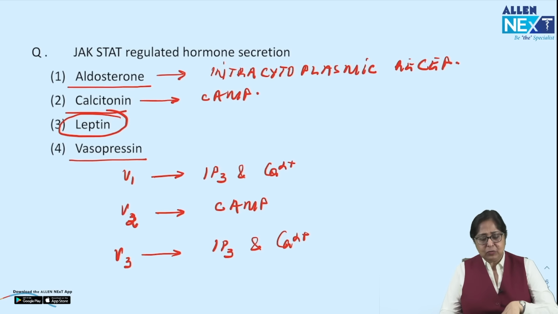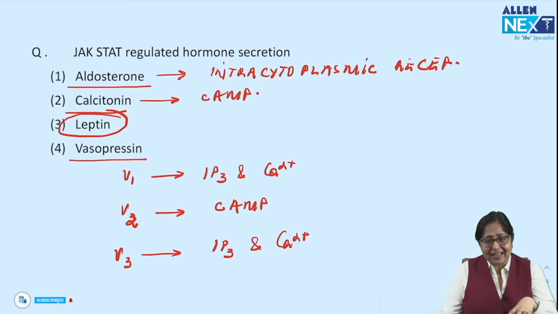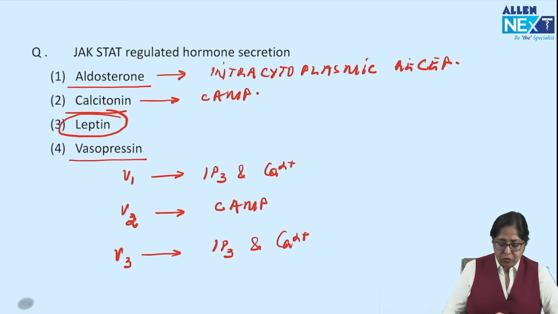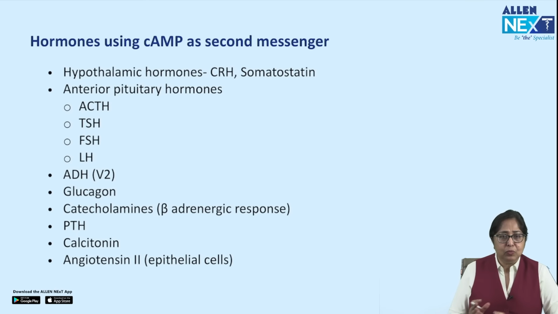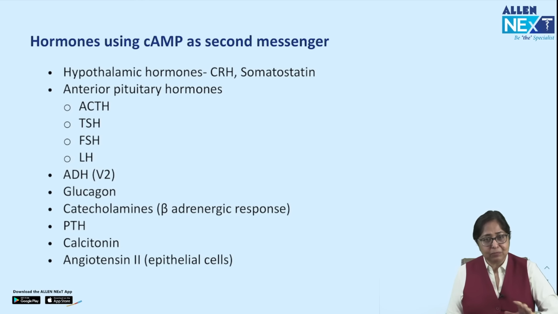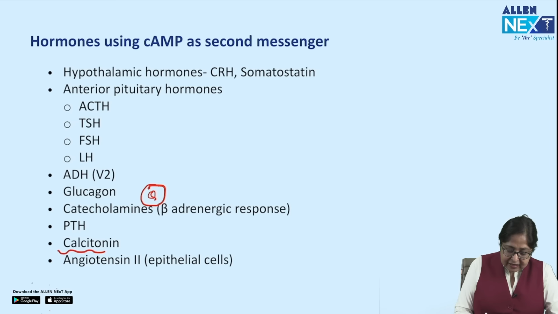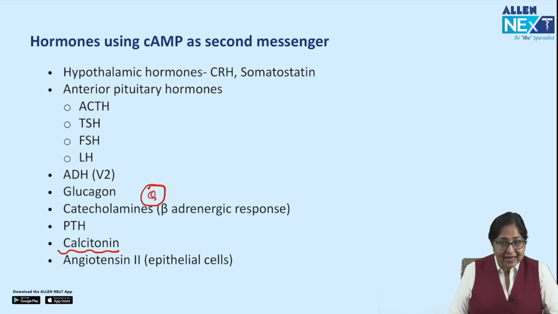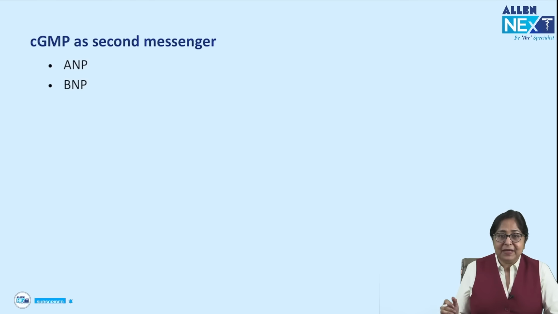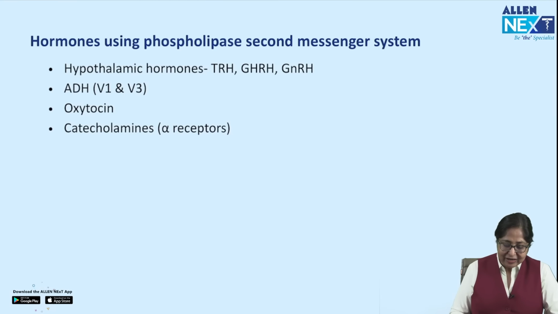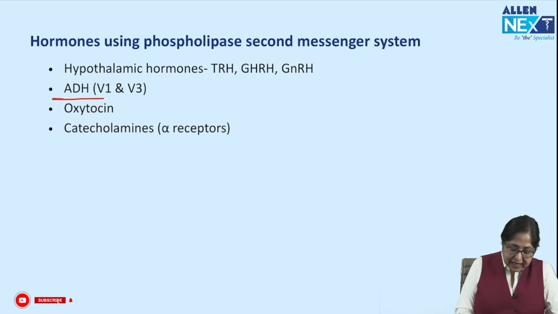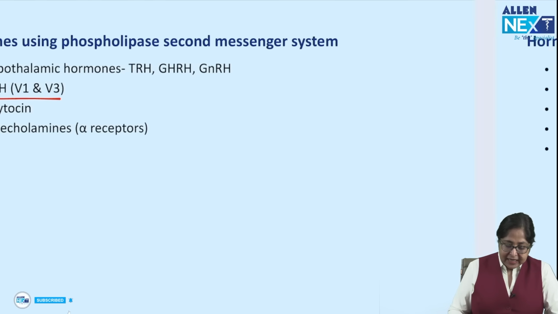This particular topic is asked again and again: the second messengers for different hormones, and you must remember which are the second messengers. This is an extremely important slide. Last year's question was on catecholamines. What is the second messenger for catecholamines? This time, calcitonin was in the option. So calcitonin uses cyclic AMP. ADH V2 receptor uses cyclic AMP. Cyclic GMP is used by ANP and BNP, atrial natriuretic and brain natriuretic hormone. Phospholipase is the second messenger for ADH V1 and V3.